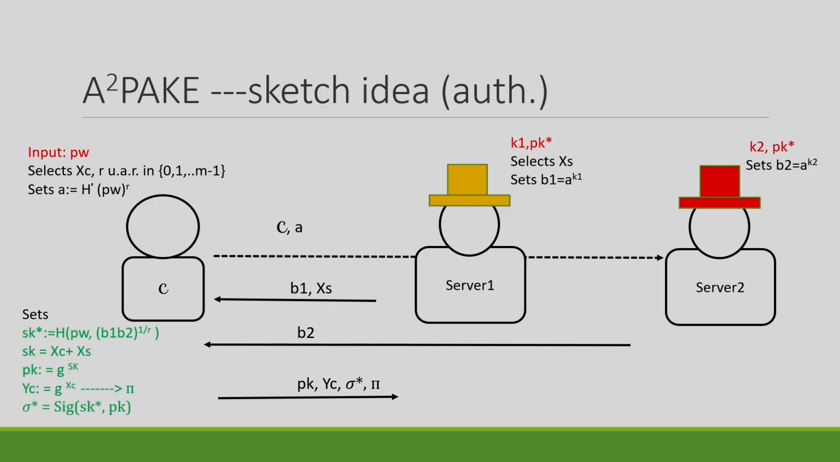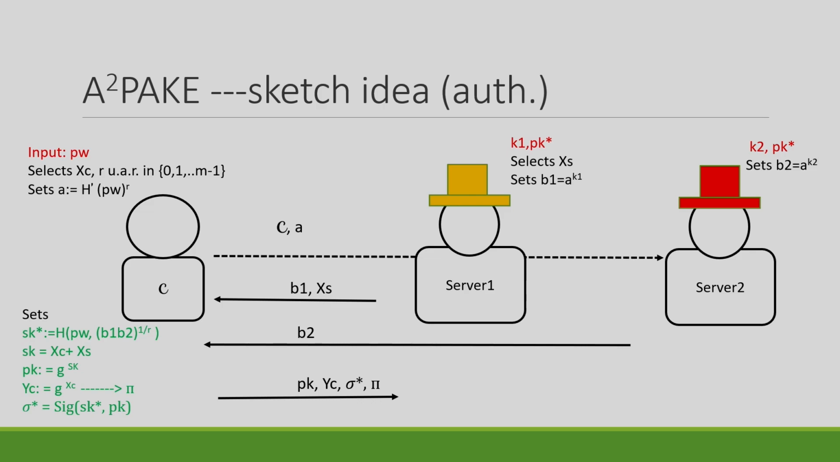So his secret key will be XC plus XS. XS will go in the clear. And when he generates XC, he will later send to the servers the result of raising a generator to this value, and then he will have to prove that he knows the corresponding discrete log. These are technicalities so that no one messes around with the communication, because all these black arrows are in an unauthenticated channel.